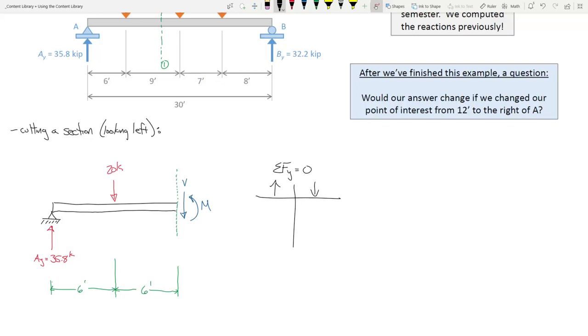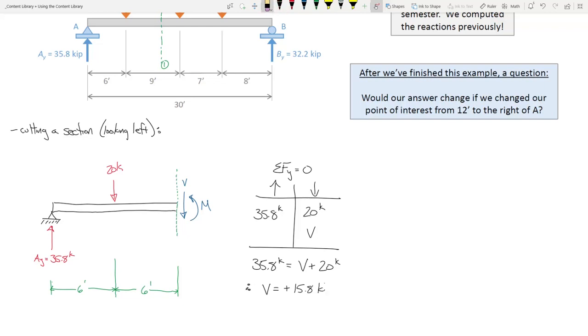So, what do we got? We got 35.8 kips up. Going down, we got 20 kips down. Then we have V going down. You could call it V, or section 1-1, whatever you want to call it. I'm just going to call it V for this, but you get the idea. 35.8 kips equals V plus 20 kips. So therefore, V is positive 15.8 kips.